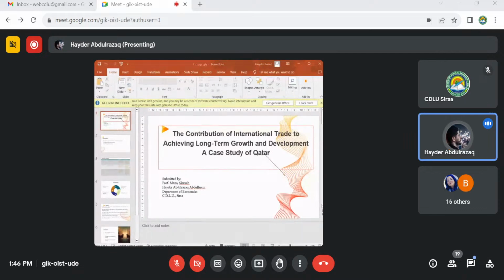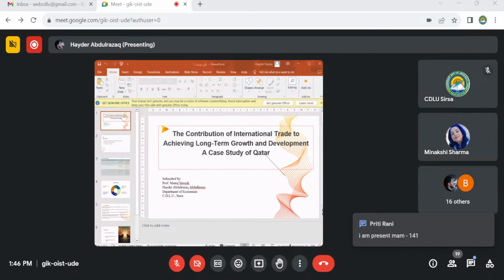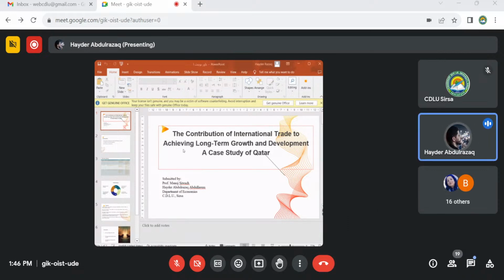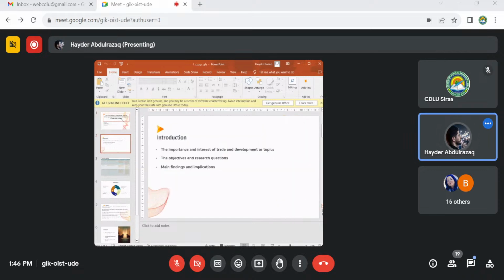Sir, I'm Haider Abdul Razzaq. I'm from Iraq, from Chaudhry Devi University, under Dr. Manu Swaj. I will explain the first slide. I will be talking about the contribution of international trade to achieving long-term growth and development, a case study of Qatar.